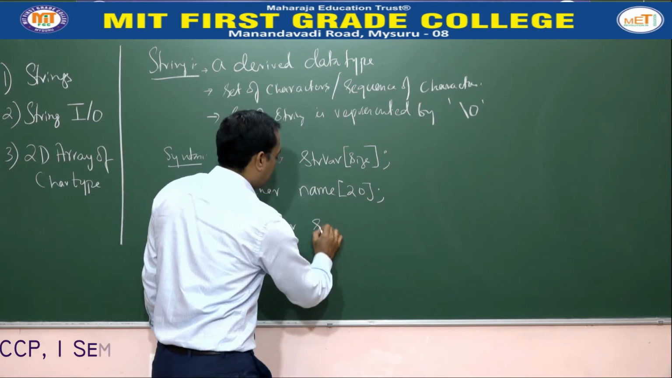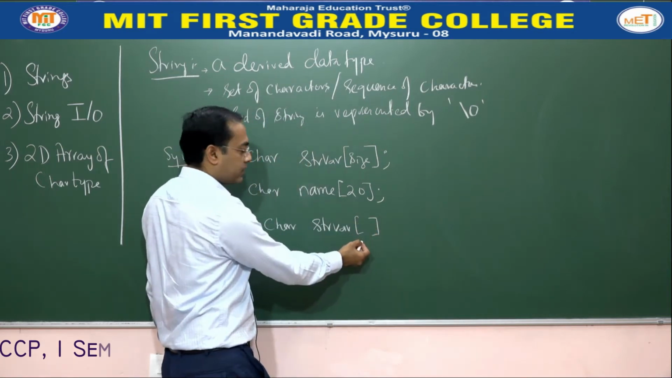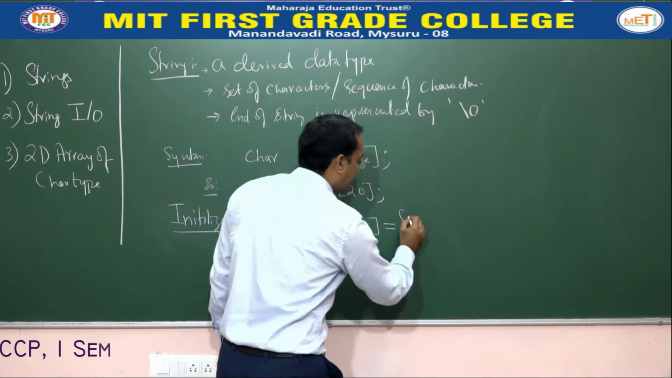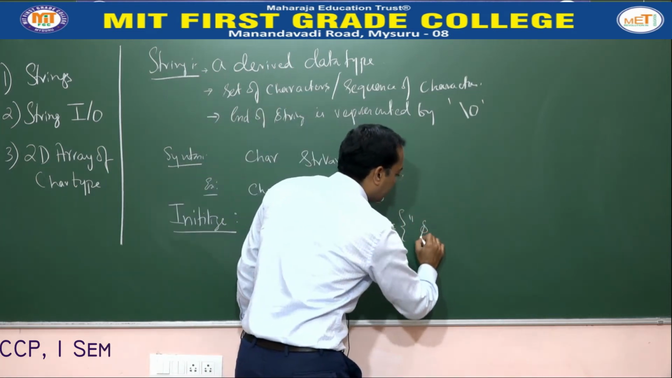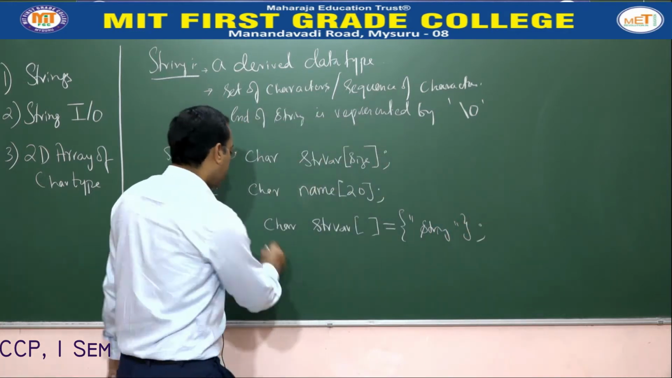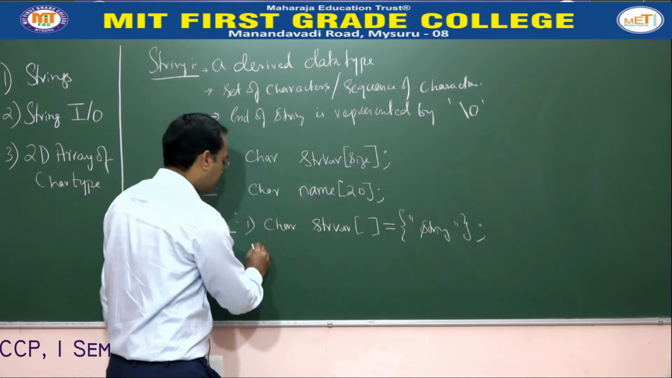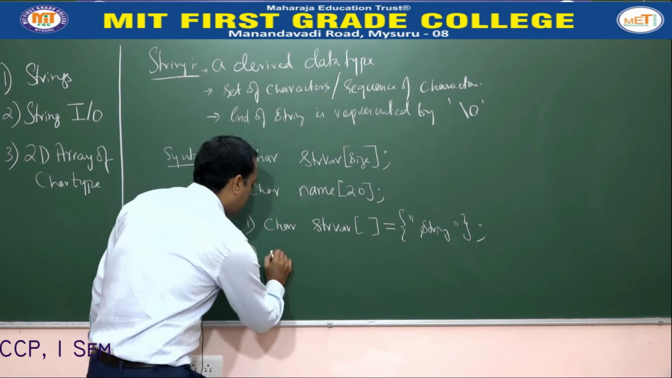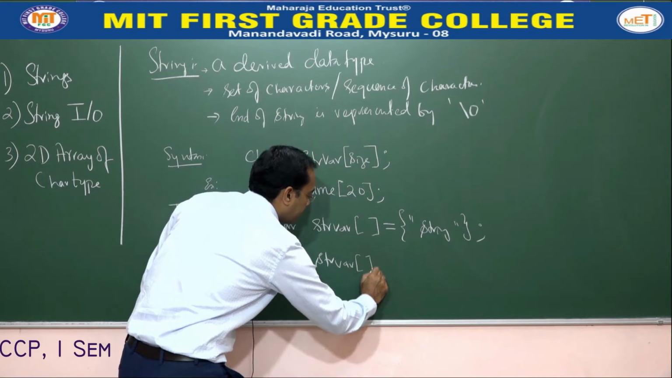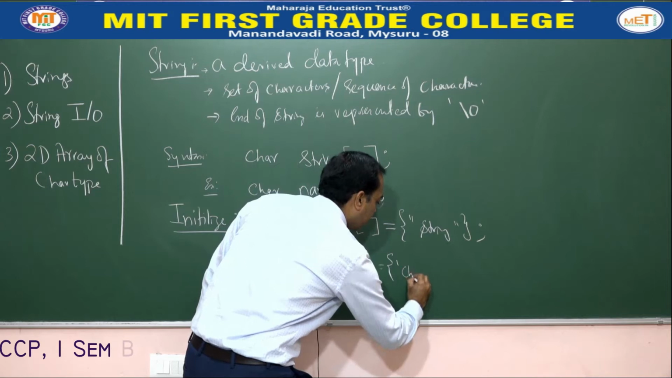Character str variable. Here you can mention the size, or even if you don't mention the size, automatically it will be allocated. So here you will write the string in double quotes. This is one way of initializing. Another way of initializing a string variable is like this, wherein you initialize it as a sequence of characters.